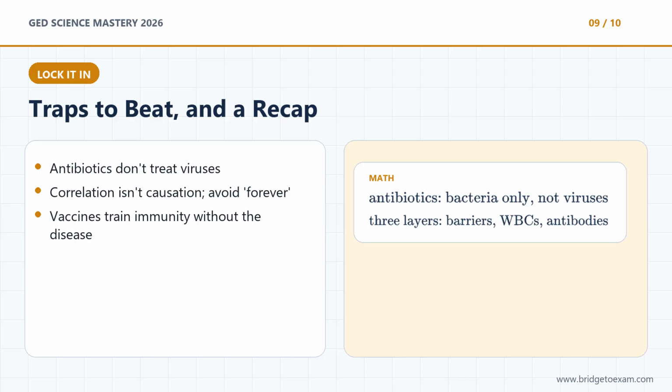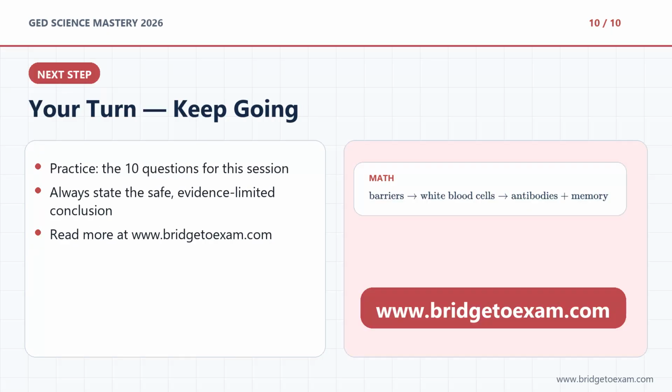The recap: fight germs in 3 layers, feed the body real nutrients, and read every health claim as evidence, not proof. Excellent work today. You can now tell infectious from non-infectious disease, name the 3 lines of defense, and read a health study without overclaiming. Your practice for this session is the 10 questions attached to this lesson. Answer them from memory, and on any health data, always state the safe, evidence-limited conclusion.